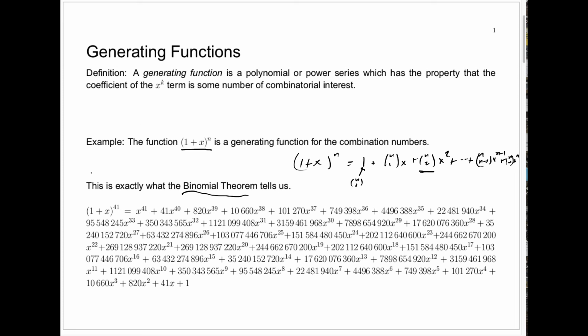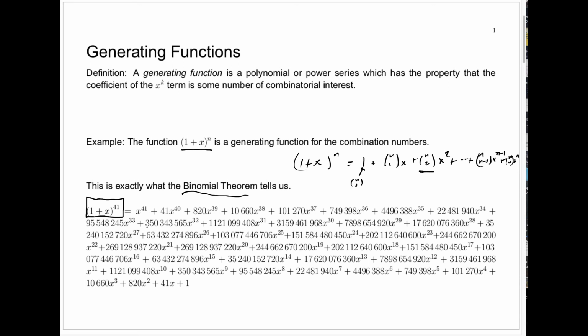If we take a binomial expansion like 1 plus x to the 41st power, you wouldn't want to do that by hand. But here's the usefulness of generating functions. I can have a computer just expand 1 plus x to the 41st power, and you get exactly this. This is all done by my computer. No, I did not do this by hand.